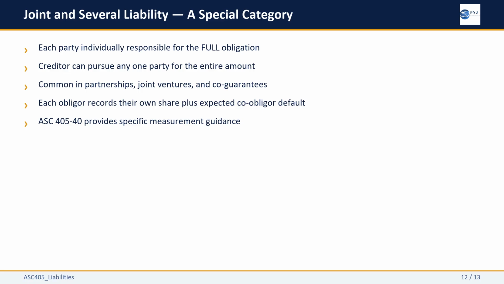Joint and several liability deserves its own moment because it is counterintuitive. If you and a partner are jointly and severally liable for an obligation, the creditor can come to you alone for the entire amount, not just your share. Under ASC 405-40, each party recognizes their own portion of the liability, and they assess whether any co-obligors are expected to default. If a co-obligor is unlikely to pay their share, you may need to record that additional exposure. This matters especially in joint ventures and co-signed financing arrangements.